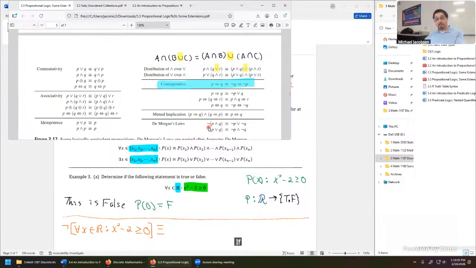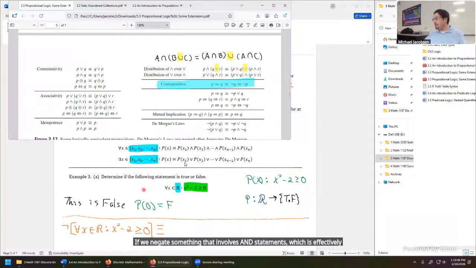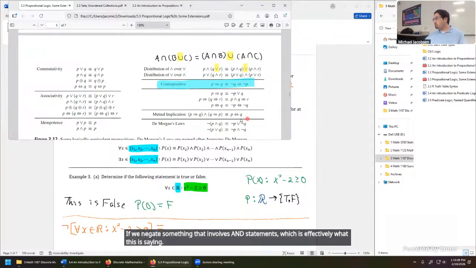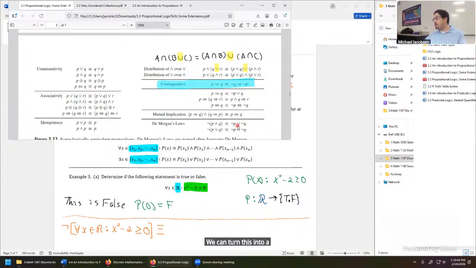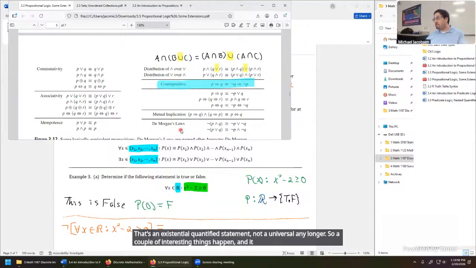If we negate something that involves and statements, which is effectively what this is saying, we can turn this into a different statement involving ors. So here's how it's going to work. But notice, if you have a whole bunch of ors, that's an existentially quantified statement, not a universal one any longer. So a couple of interesting things happen, and it's really through De Morgan's laws and this analogy down here.